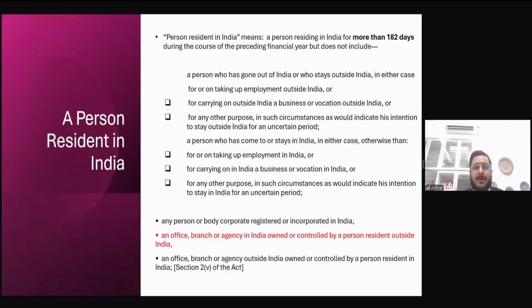Now, in a small brief, we'll just run through a few aspects of FEMA which can help us in day-to-day consultancy, and then we'll go over to the ODI and form filing. We won't take a lot of time over here.